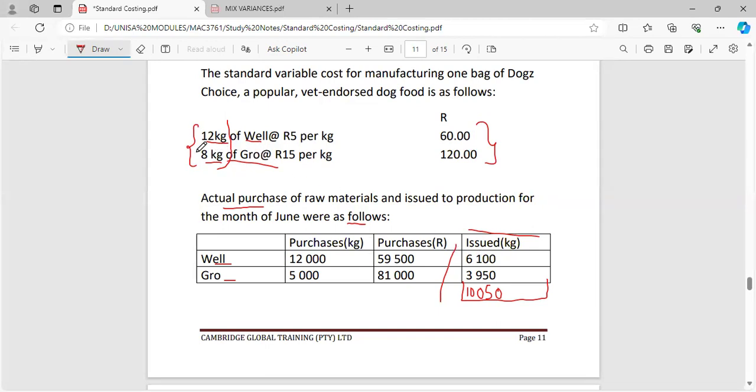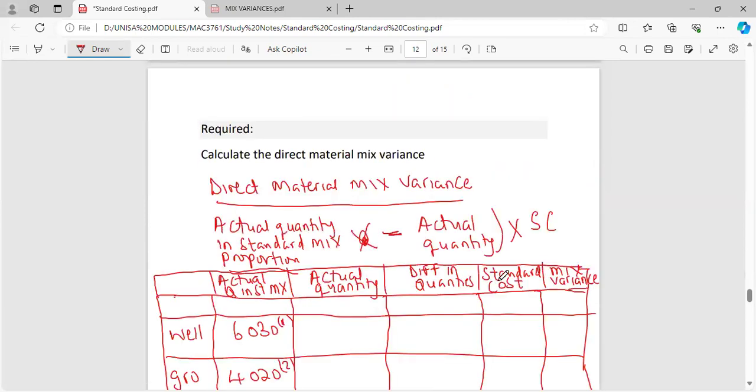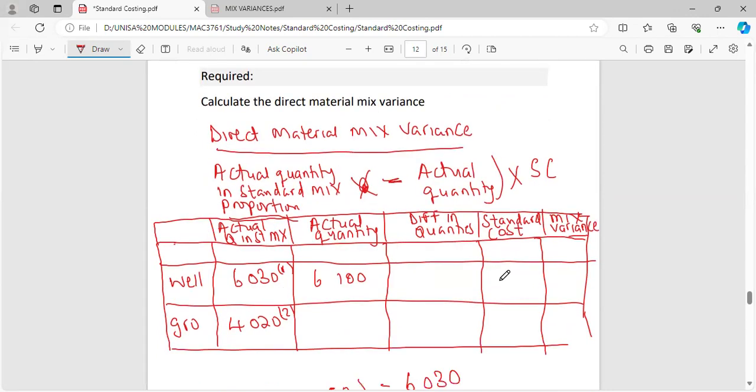We were budgeted to use here, and then we now use here. So we're going to take 6,100 for well and 3,950 for grow. So it's going to be 6,100 here and 3,950 here, right? So we can now look at the difference.